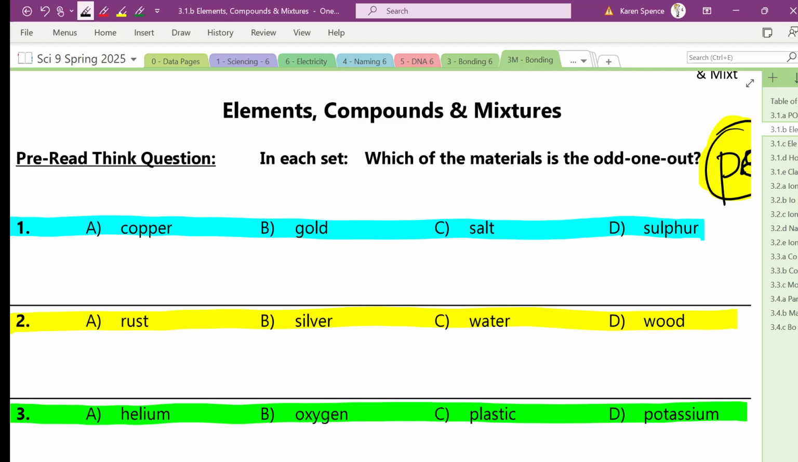So copper, Cu, all right. Is that an element? Yes. Okay. Gold has the symbol Au. Is that an element? Yes.